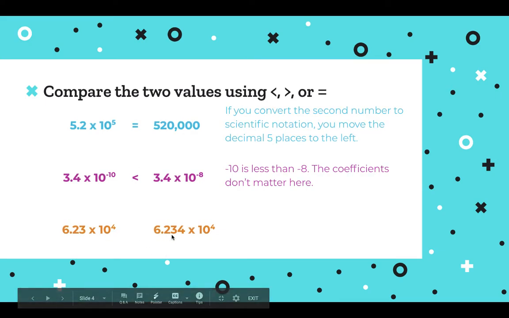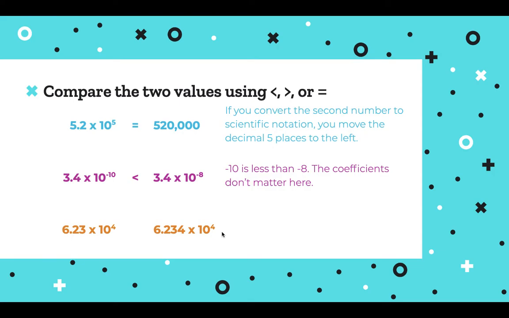Okay, 6.23 times 10 to the 4th comparing it with 6.234 times 10 to the fourth. So we make sure that these are in scientific notation. Yes, the coefficients work. Whole number for exponent works out. So let's check our exponents. They're the same, 4 and 4. So then we have to look at our coefficients and determine which one's bigger.